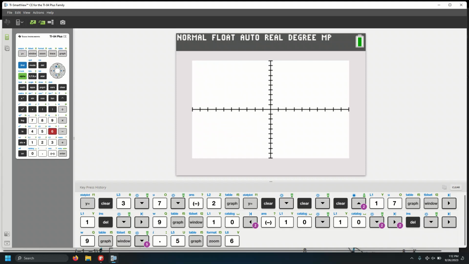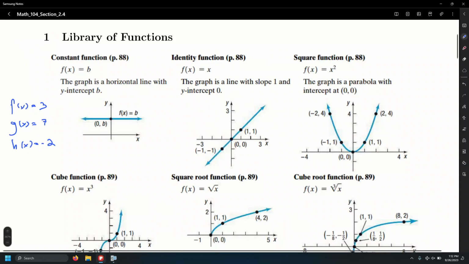Let's see, what's next? Okay, so those were examples of the constant function. Next, the identity function. What's the identity function? That's the graph of a line with slope equal to 1 and y-intercept equal to 0. And the reason why we call it the identity function is that if you make a table of values x, y, with the following values: negative 3, negative 2, negative 1, 0, 1, and 2.